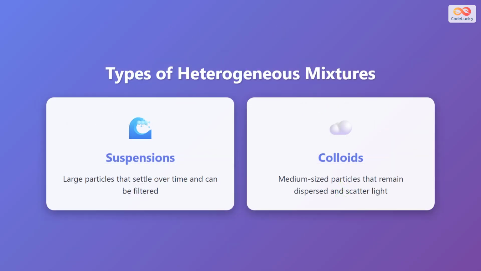There are two main types of heterogeneous mixtures: suspensions and colloids. Suspensions contain large particles that settle over time and can be filtered out. Think of sand and water. Colloids, on the other hand, contain medium-sized particles that remain dispersed throughout the mixture and have the ability to scatter light. This is known as the Tyndall effect. Milk is a common example of a colloid.